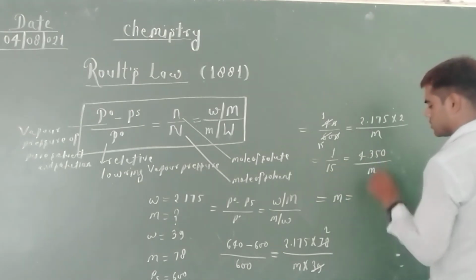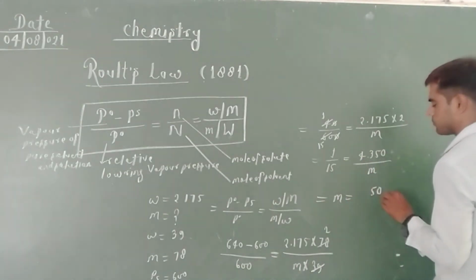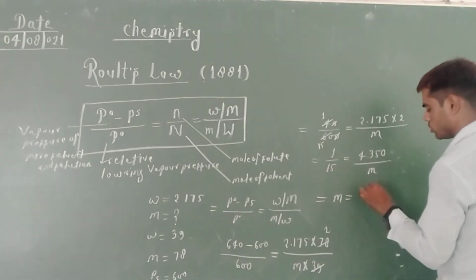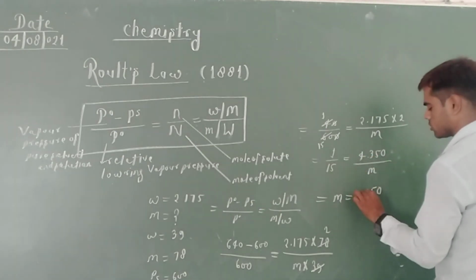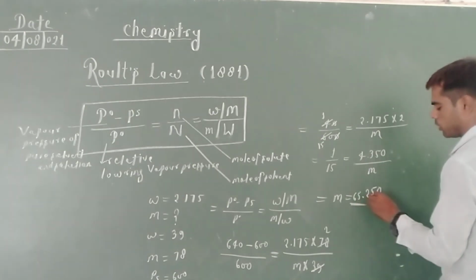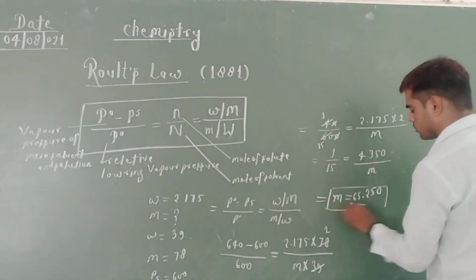So m equals 15 multiplied by 4.350, and your answer will be 65.250. It will be the molar mass of the solute.